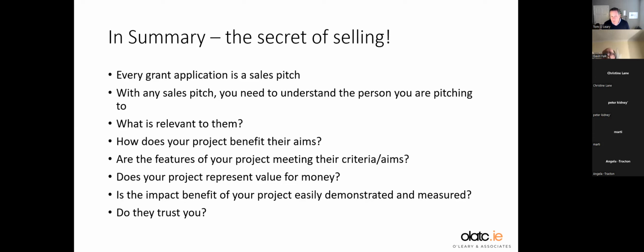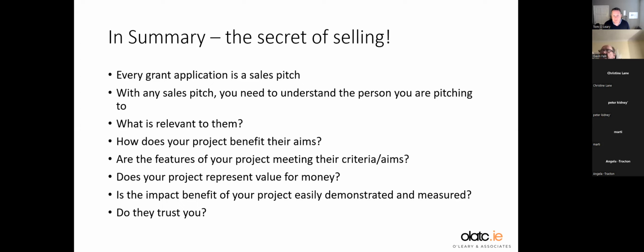Okay, what's relevant to them? So you need to know by reading the criteria and the guidelines what the aim of the project is, what's relevant, and what's not relevant to them. If you're focusing your application form and the content of your answers on things that are not relevant to what they want to see or what they support, it's a waste of time. You're trying to sell them something that they're not going to buy.